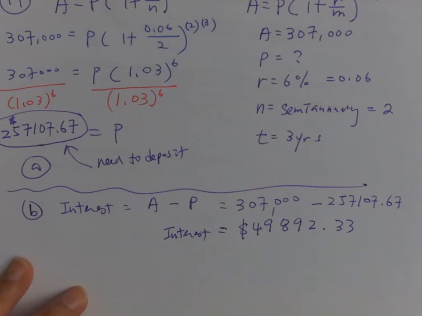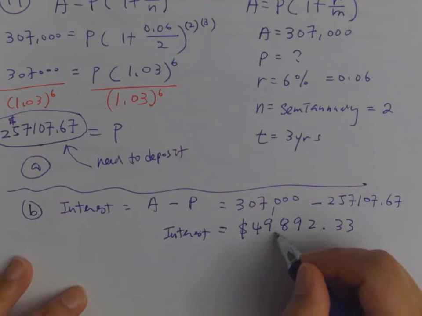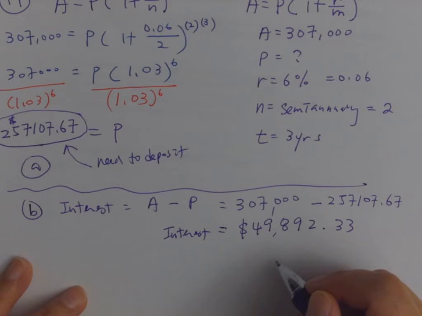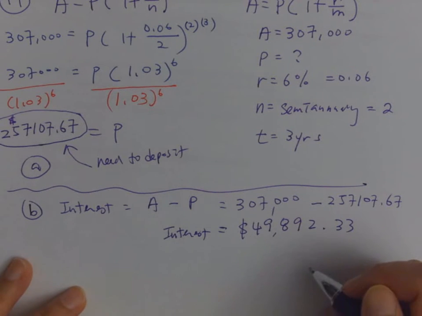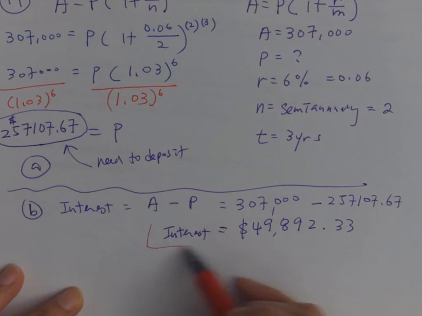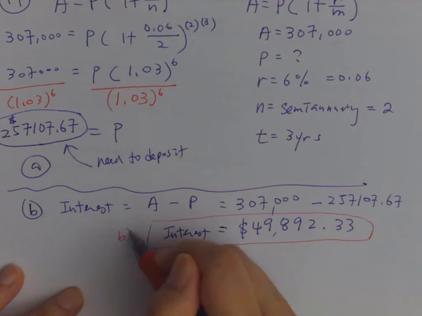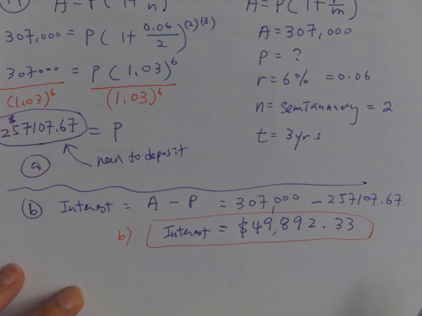the interest is going to be 49,089,233. So let me double check. 307,000 minus 257,107.67 is 49,892.33. So this is how much interest you're gonna make over 3 years. This is part B for number 19.